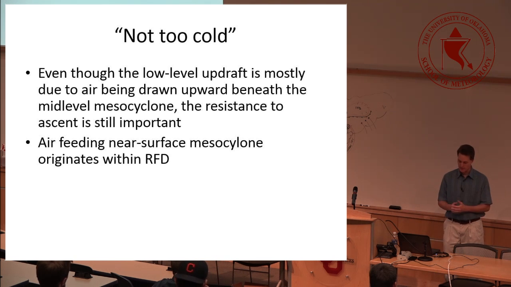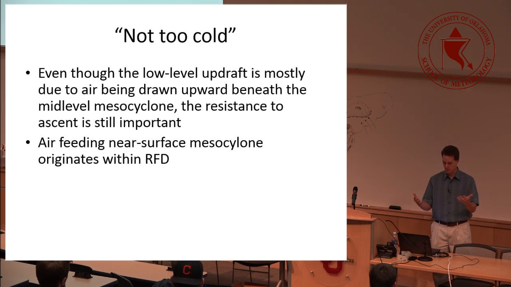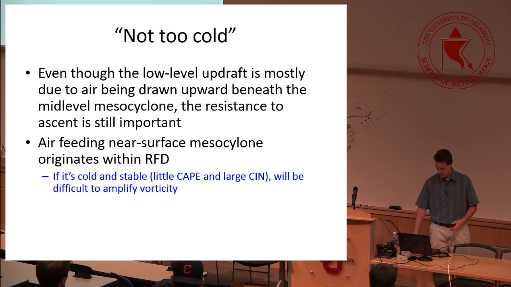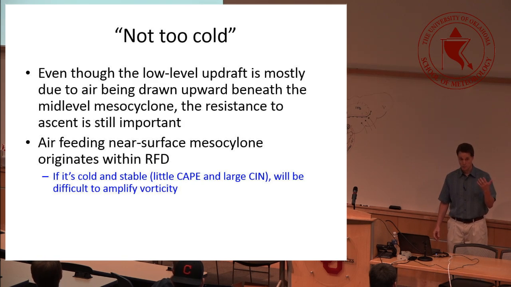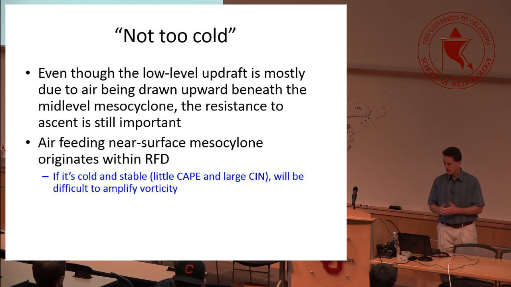How do we quantify something like that? So we know this air appears to originate in the RFD. We know that's where the vorticity is generated. So how do we say something about the resistance to stretching? Well, if this air is really cold and really stable, which means we don't have a lot of CAPE, we have a bunch of convective inhibition, it's going to be difficult to amplify no matter how much vertical vorticity there is. Now this brings up a bit of a conundrum.